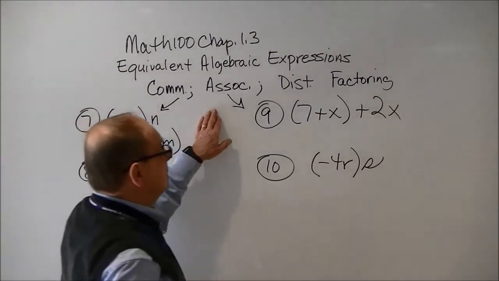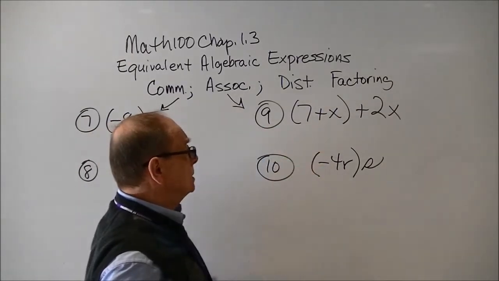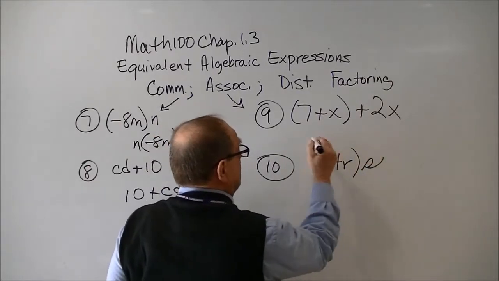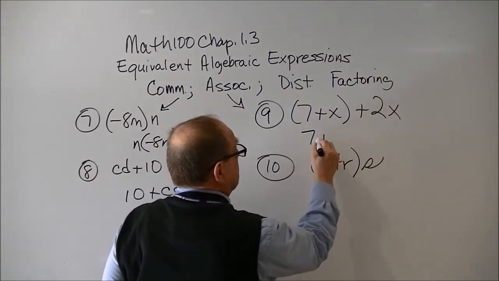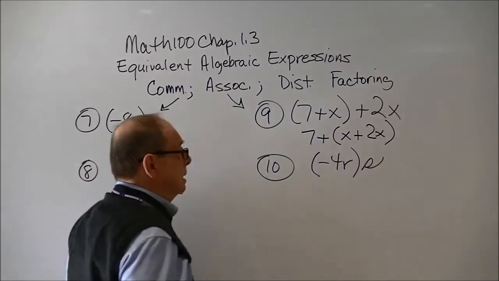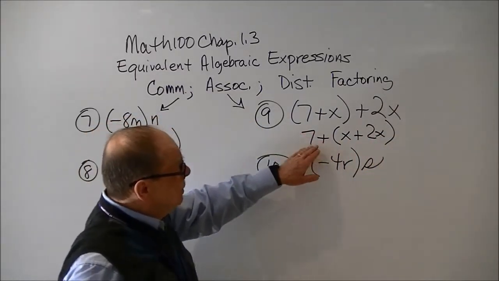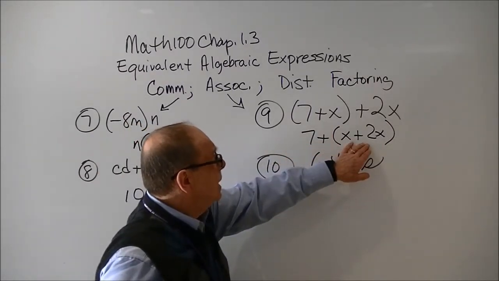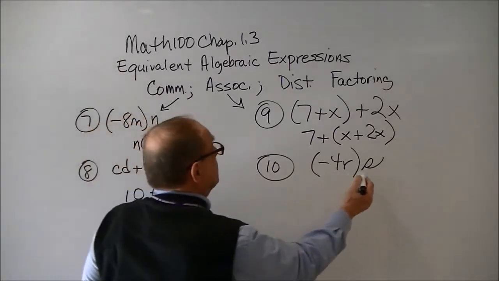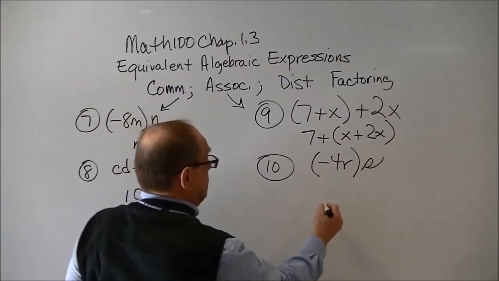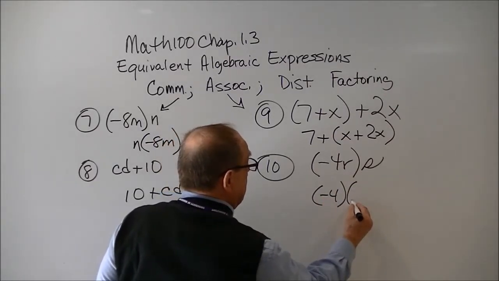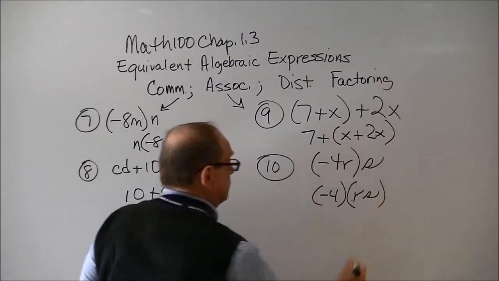Now here, they want us to use the associative principle. So we want to keep the same order. We're going to go 7 plus x plus 2x. So we'd want to do that, kind of do the x's together. And then for this one, the associative would be negative 4, and then RS.